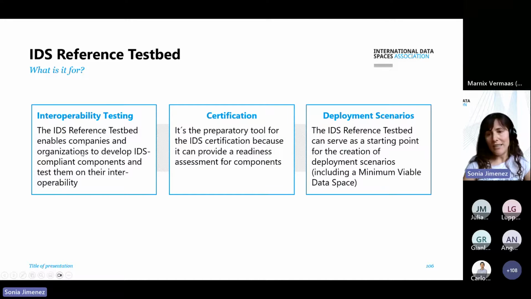So what is it for? We can test interoperability against the rest of the components of the testbed. It's a preparatory tool for certification, and it can also serve as a starting point to create data spaces, the minimum viable data space. We also have the broker in there, so it can be a good starting point because it's a setup that's already tested and works. We tested interoperability of the components with each other. It's easy to implement, and on top of it you can add other components or modify it according to your specific use case.